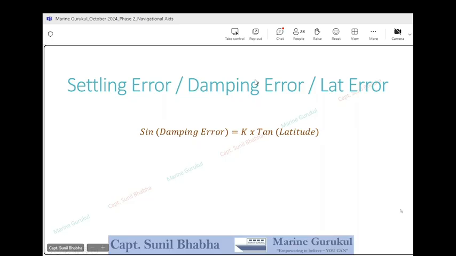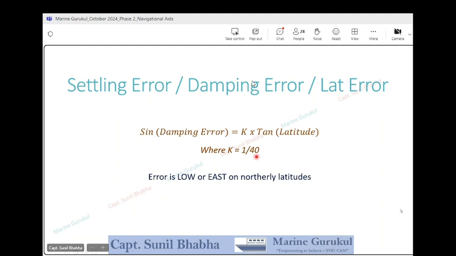So let's summarize the formula now. Sine of damping error is equal to K into tangent of latitude, where K is equal to 1 by 40 if not given in the question. Now this formula is going to give you the magnitude of the damping error.